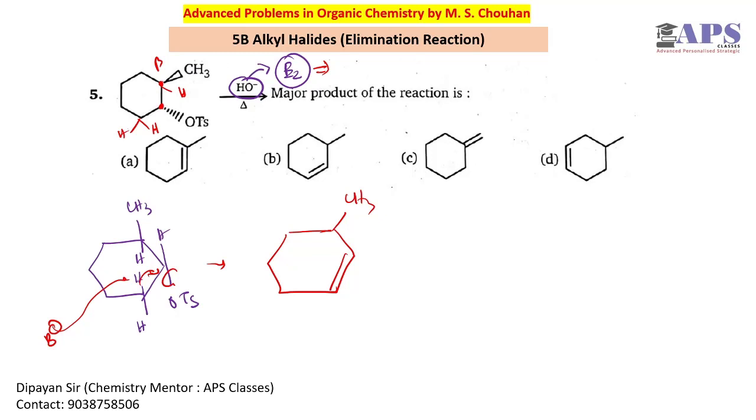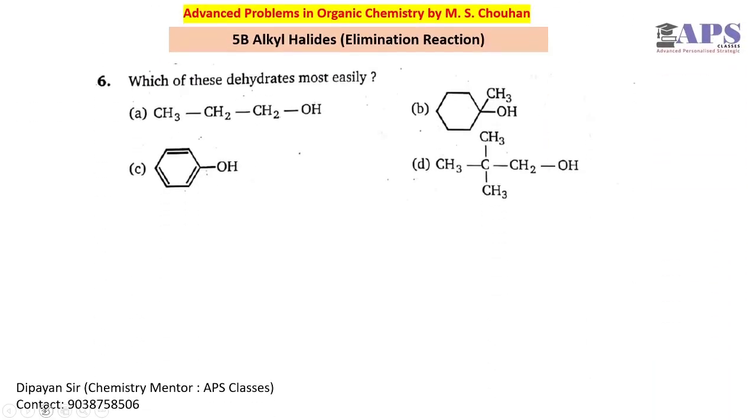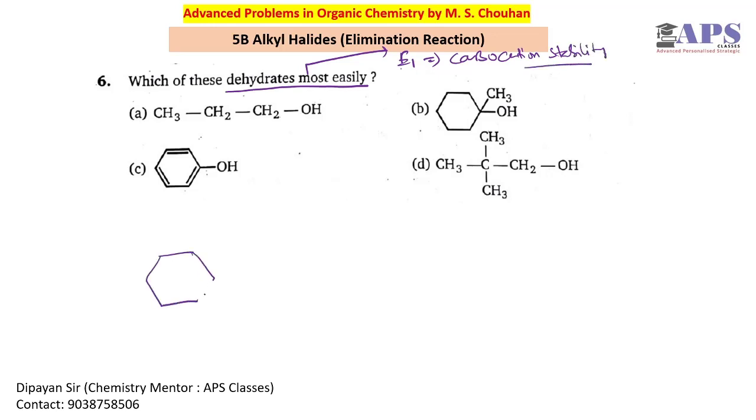So for question number 5, the correct option will be option B. Okay, moving forward to question number 6, which dehydrates most easily. This is a case of E1 reaction where we have to find carbocation stability. If you see option B, it will give the most stable carbocation on dehydration.